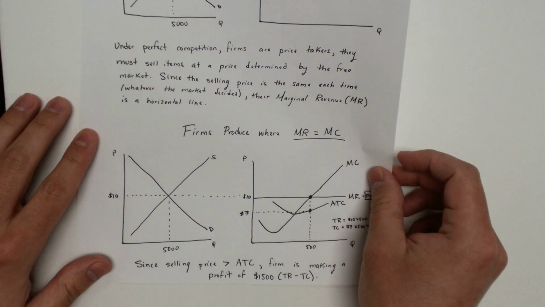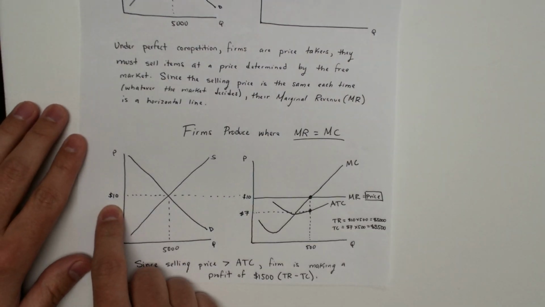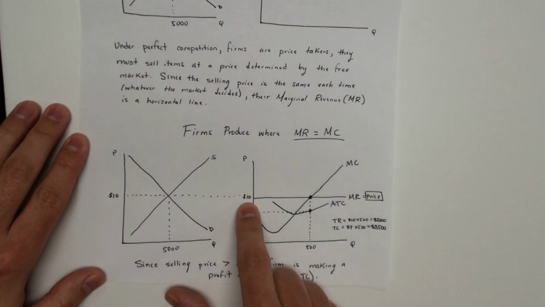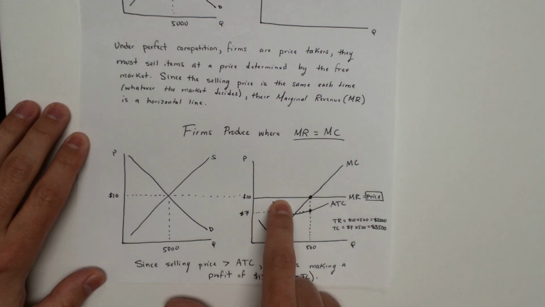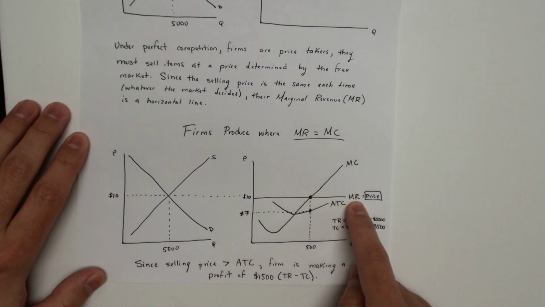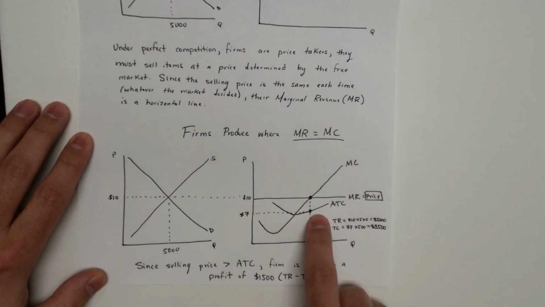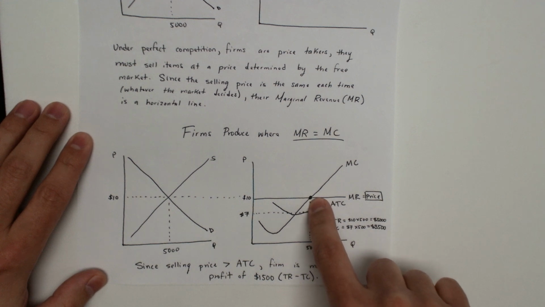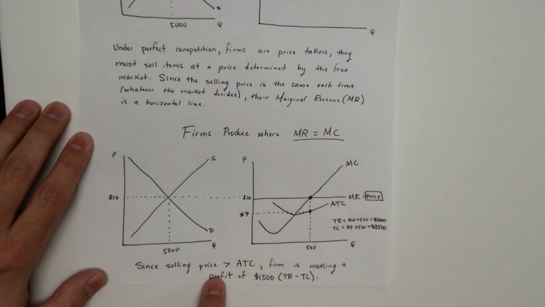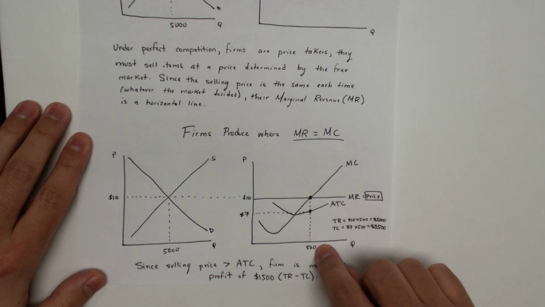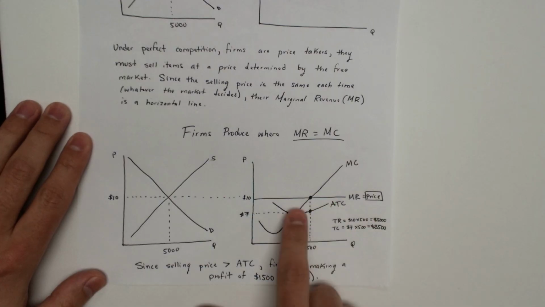So in this example, the free market has determined that the price of the item is $10. So this firm is going to take that price because they're price takers. They're going to sell this item for $10 each time. That's going to be their marginal revenue, this horizontal line right there. Since the $10 ends up being higher than their average total cost at the profit maximizing quantity, this firm is going to be making a profit. So if the price is above the average total cost at the profit maximizing quantity where MR equals MC, then the firm is making a profit.